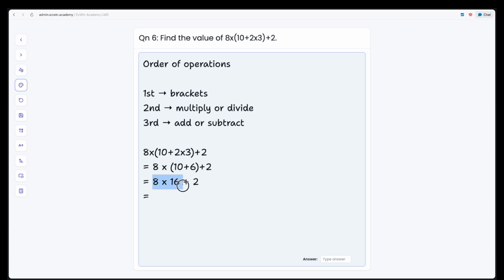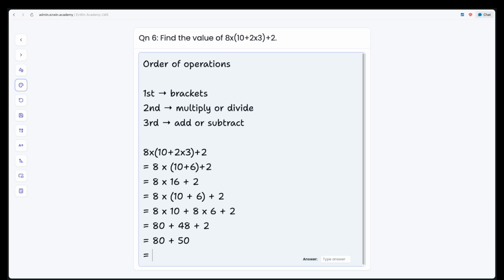So in a sense, this is the same as 8 times bracket 10 plus 6 bracket plus 2. Essentially this will be 8 times 10 plus 8 times 6 plus 2. So 8 times 10 is 80, plus 8 times 6 is 48, and then plus 2. Now it's simpler, right? 80 plus 48 plus 2 equals 130. So 80 plus 50 is 130.